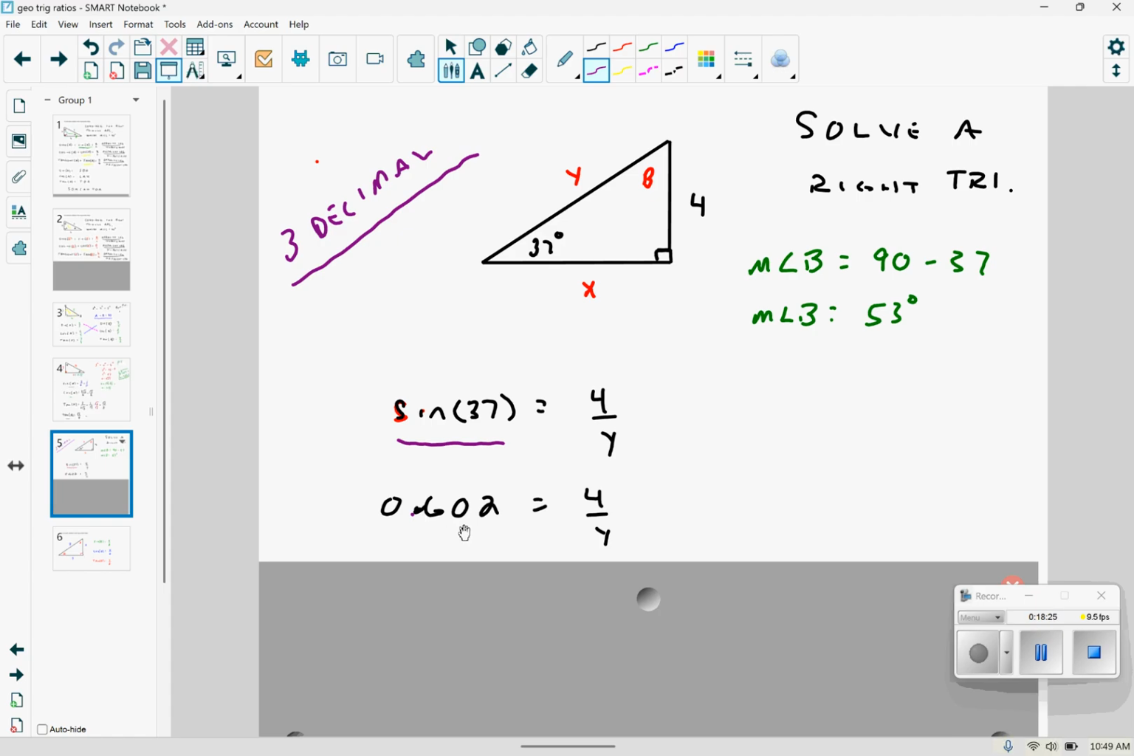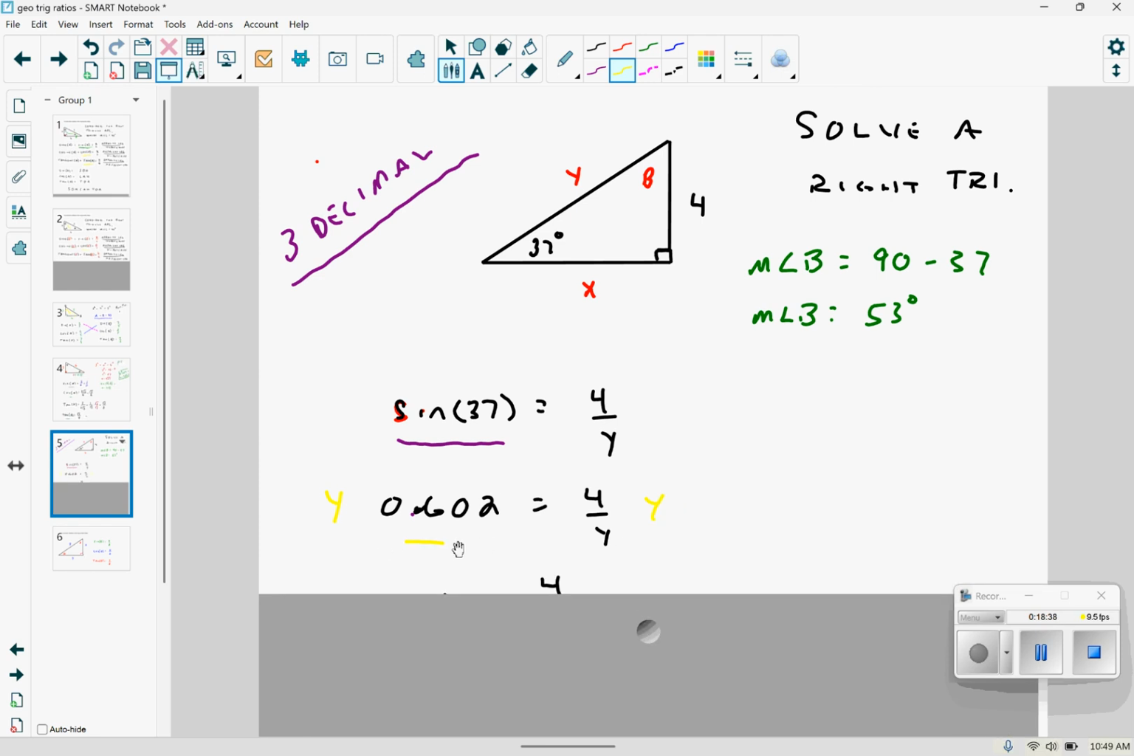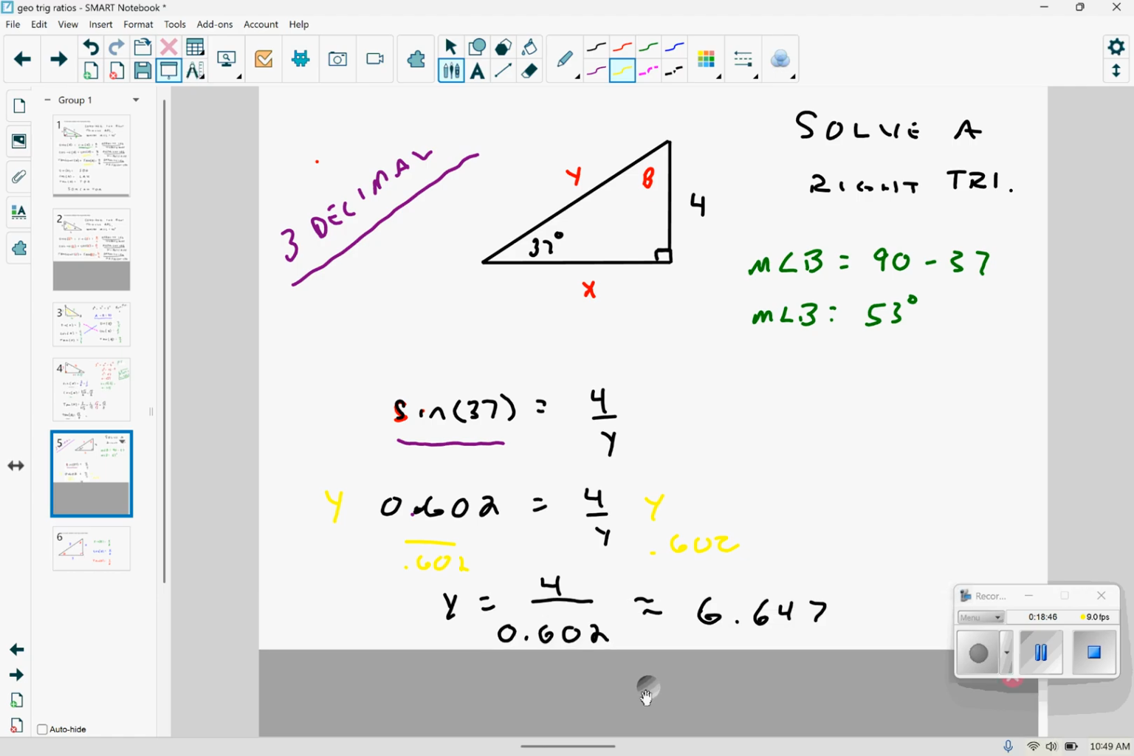I'm going to multiply both sides by y to get that y out of the bottom. Then I'm going to divide both sides by 0.602. These cancel, these y's cancel. And what are you going to have? You're going to have y is equal to 4 divided by 0.602. And again, I'm going to get my scientific calculator out, and I'm going to see that that is going to be 6.647 rounded to 3 decimal places. That's y.